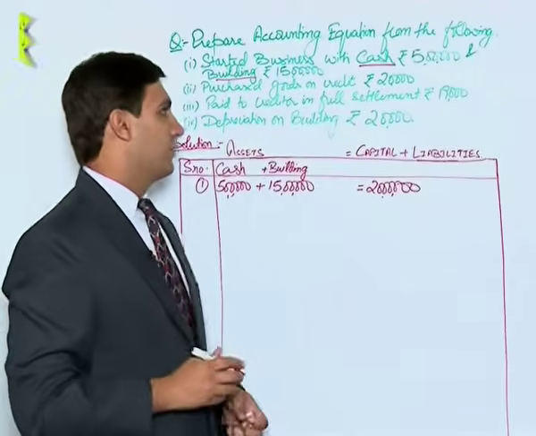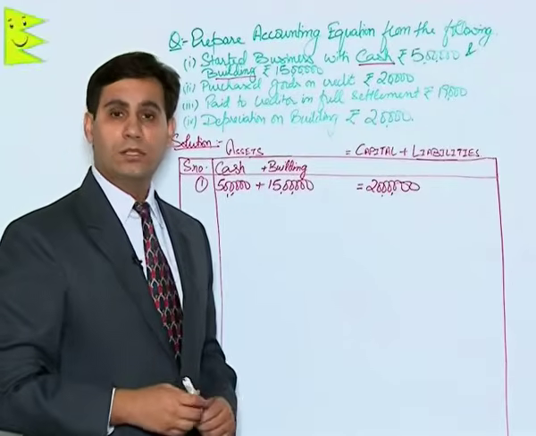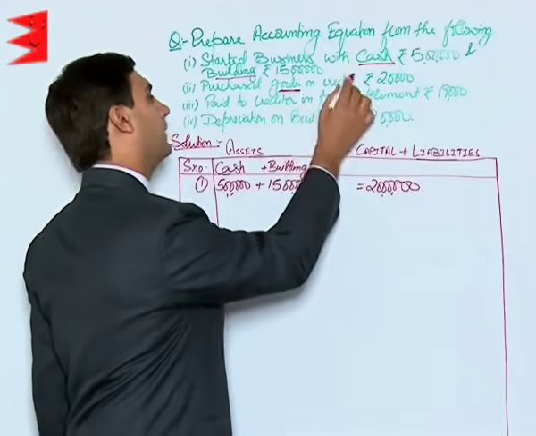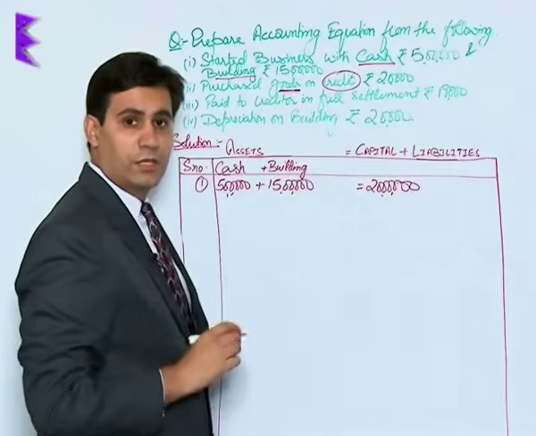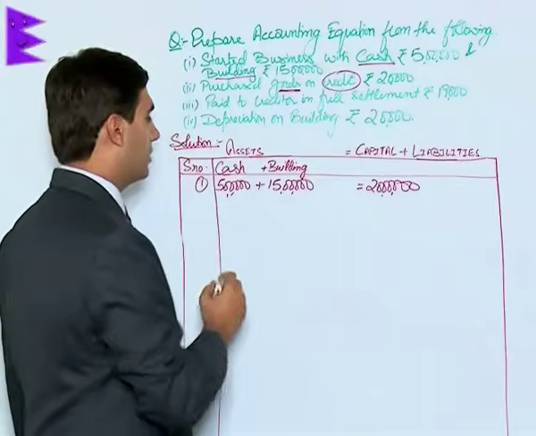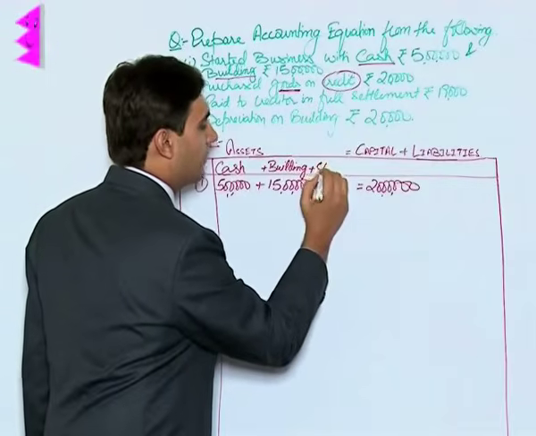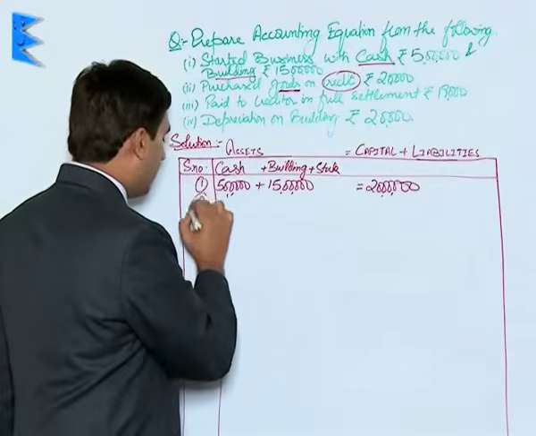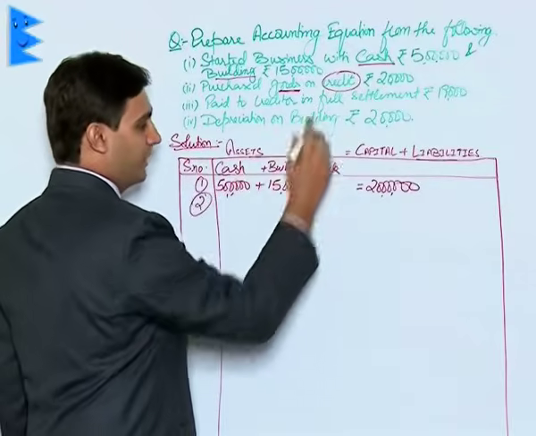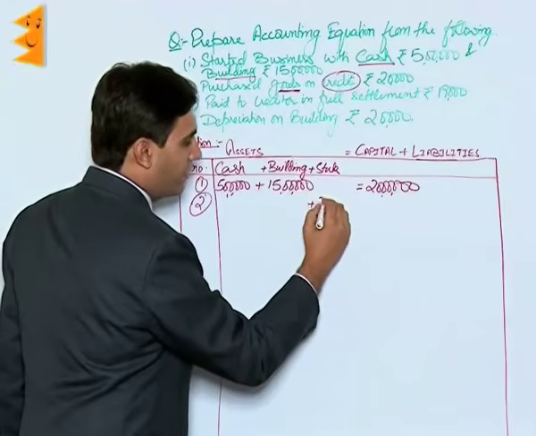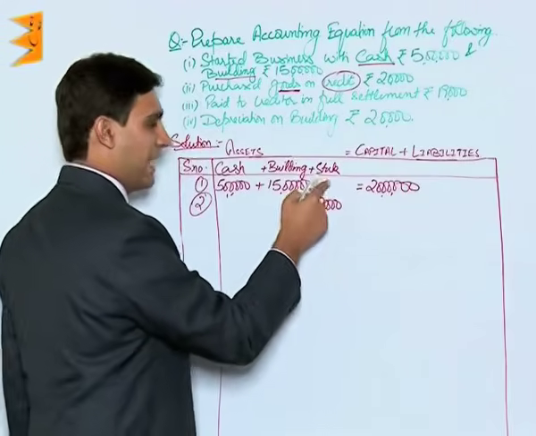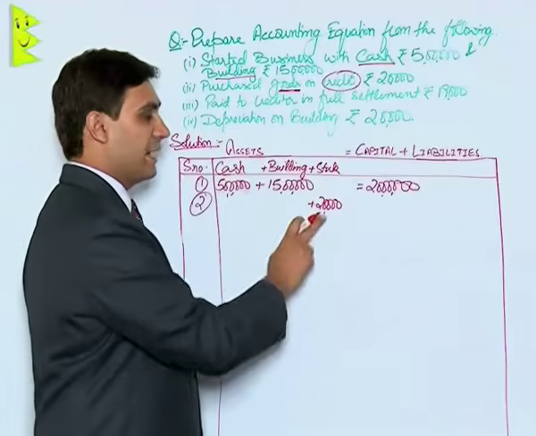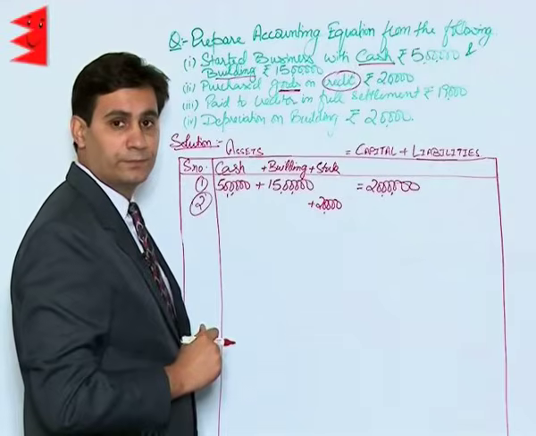Coming to the second transaction, purchased goods on credit. Now, the owner has purchased goods and that too on credit. Since he has purchased goods, that means the business will now have some stock on hand. This 20,000 rupees worth of stock we have purchased. So it is an asset. We'll create a sub column of stock under the category of assets and add 20,000 rupees.